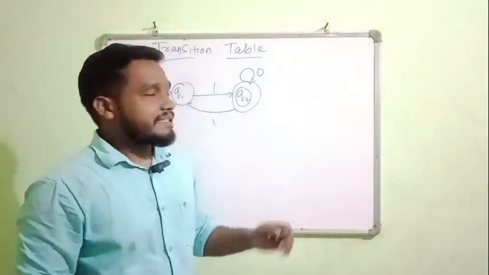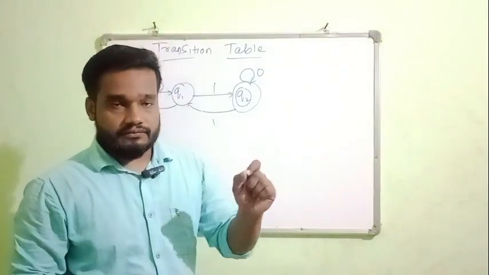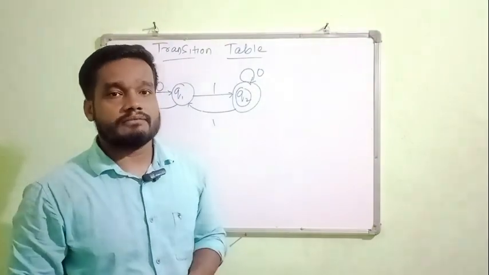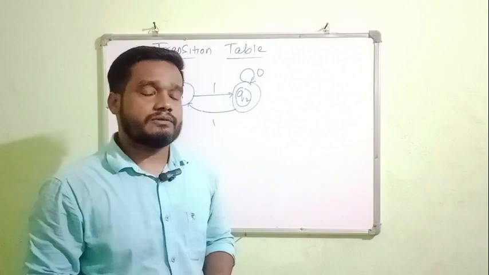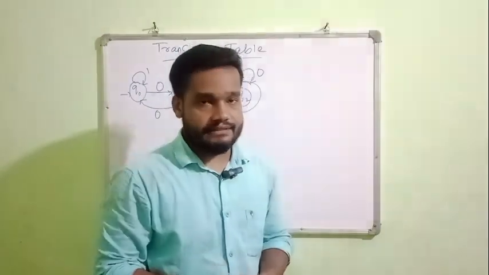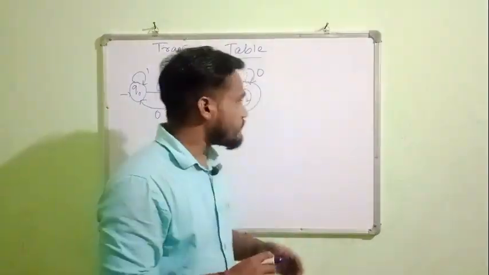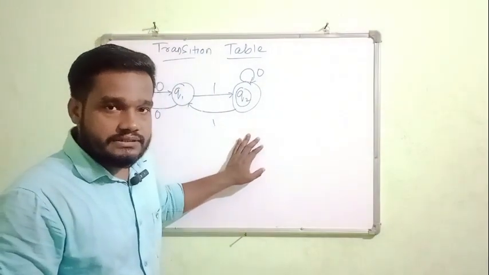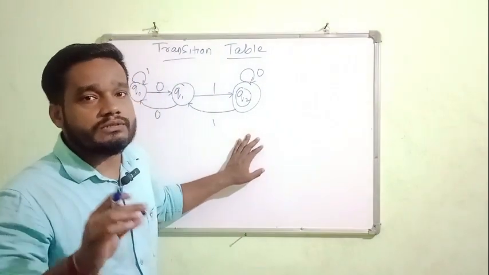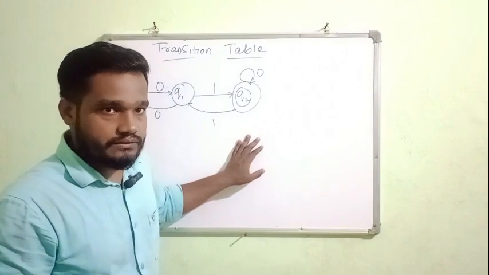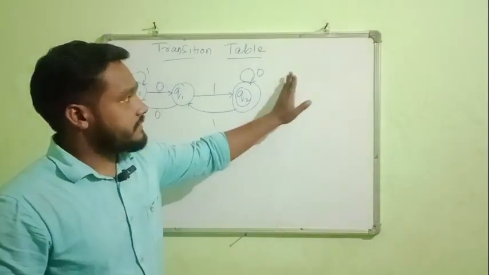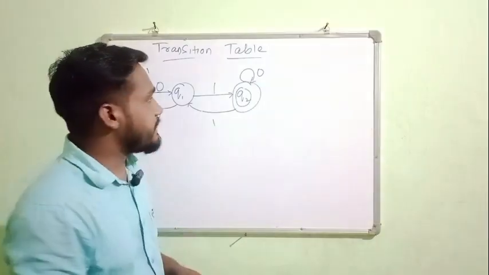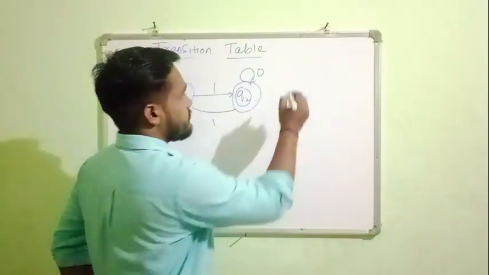So whenever you are facing this kind of question, convert or create a transition table from a DFA machine, first of all you have to focus on some basic points, and these basic points are: how many states are there, and how many symbols are used by the user. You must focus upon it. So first of all, we will write the transition table of this machine.